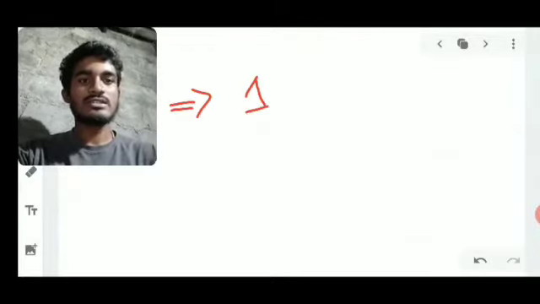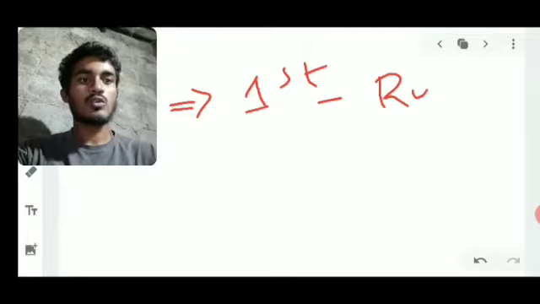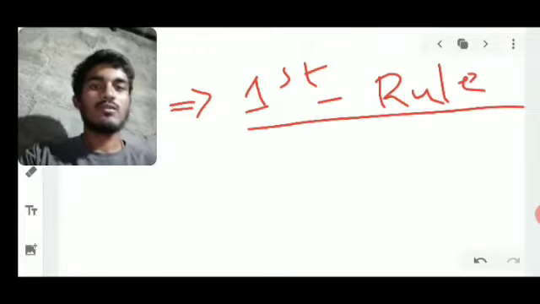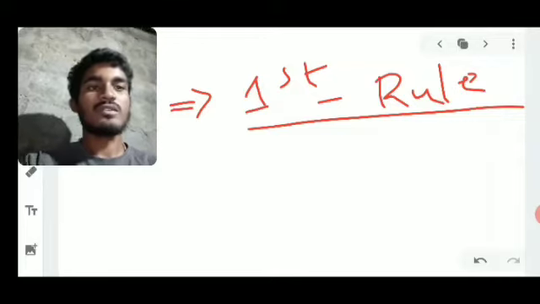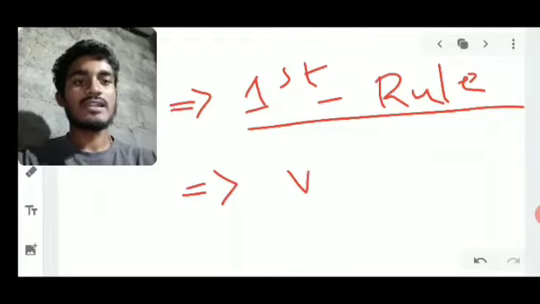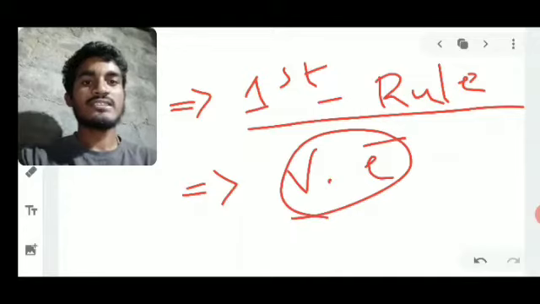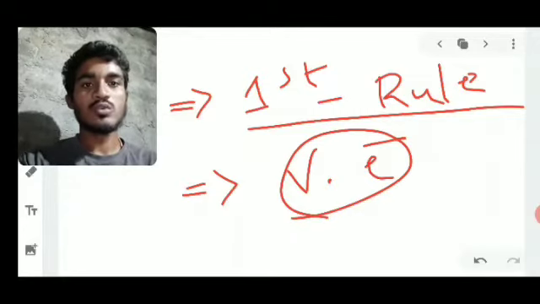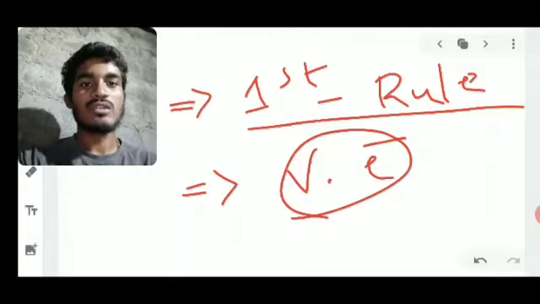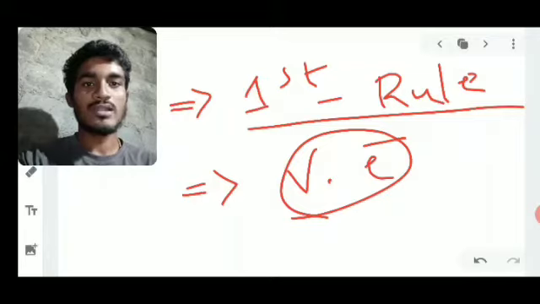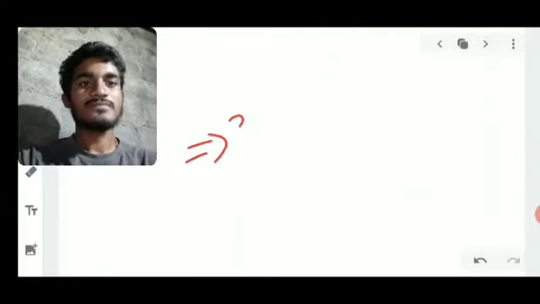Number one, the first rule says to count the valence electrons of whatever compound is given. This is easy to remember. How do we calculate the valence electrons for molecules, for example nitrogen N2, H2, and carbon dioxide, whatever molecules or compounds are given? So the first rule is to count the valence electrons. Next, the second rule.